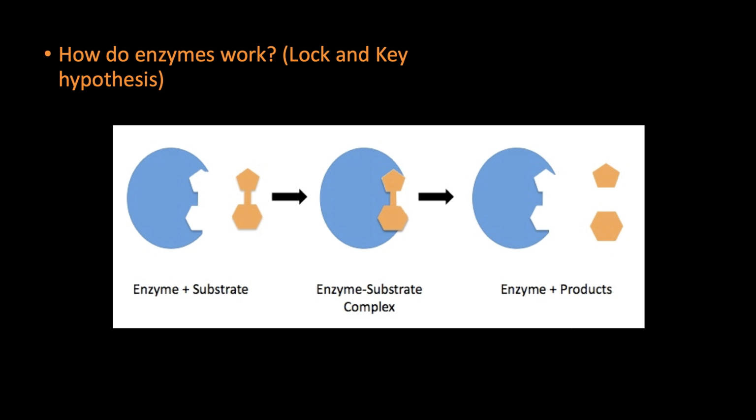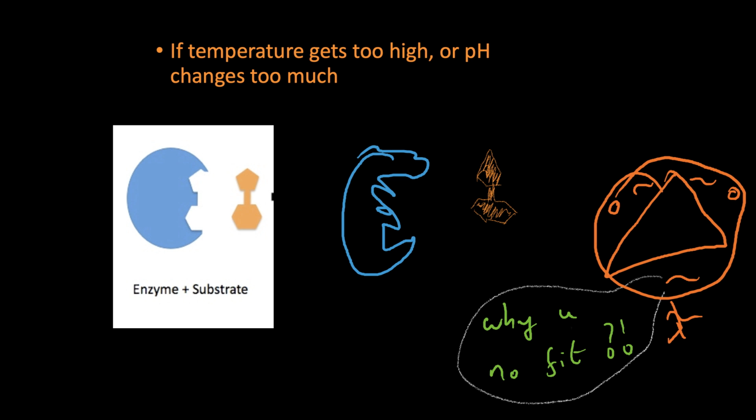Now, problem occurs if you either have a temperature that's too high or a pH which is too different to the pH that the enzyme likes. Enzymes have specific temperatures which they like to work at. Enzymes have specific pHs which they like to work at. And you can see here that if the temperature or the pH changes too much, then the enzyme changes shape, right? This is called denatured.